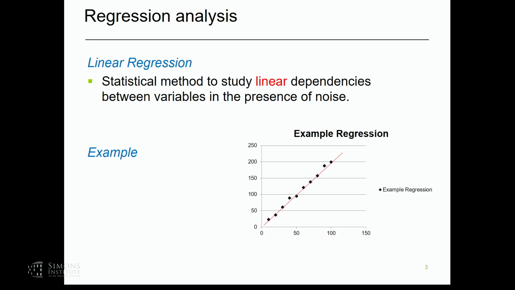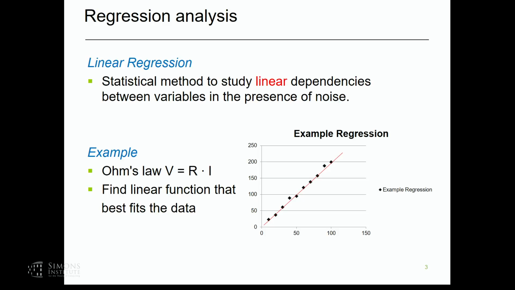So let me first define regression. I think Ravi already mentioned this, but I'm going to focus on linear regression, which is just a statistical method to study linear dependencies between variables in the presence of noise. Here's an example. Ohm's law: the voltage is the resistance times the current, and you have a bunch of current-voltage points, and you're trying to find this unknown line which best fits them in some sense. So here it's just the unknown slope, or the resistance.